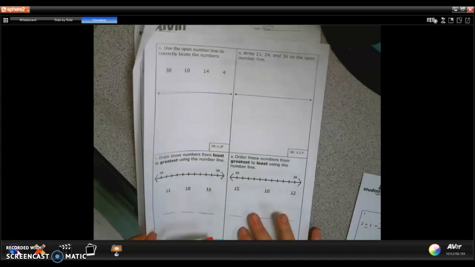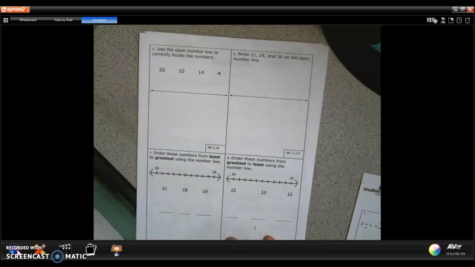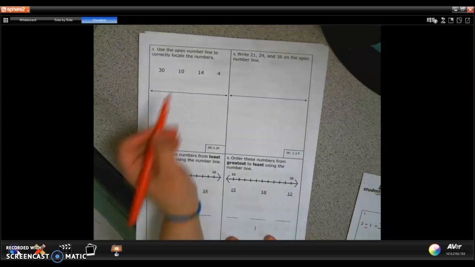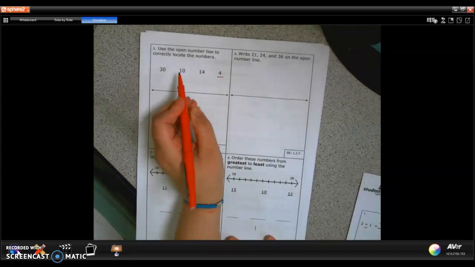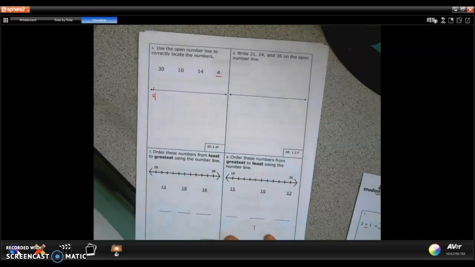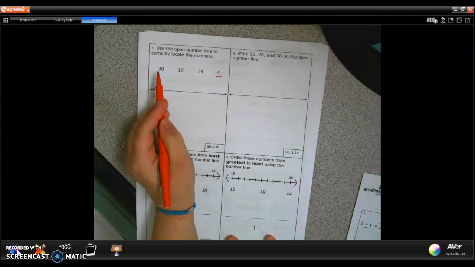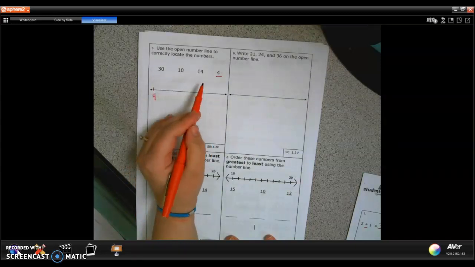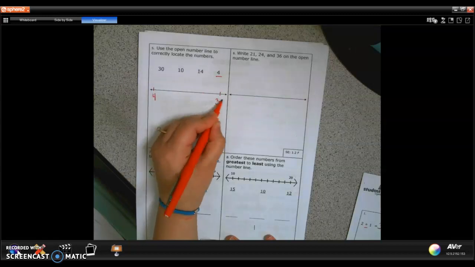Use the open number line to correctly locate the numbers. So what I'm going to do first is find the numbers with the smallest and largest magnitudes. 4 has the smallest magnitude because there are 0 tens, so I'm going to put that first. Then I want to look for my number with the largest magnitude, and I'm going to put that last. So I'm going to say, okay, 30 has 3 tens, 10 has 1 ten, and 14 has 1 ten. So I know 30 has the largest magnitude.